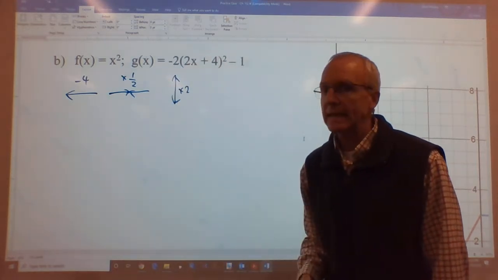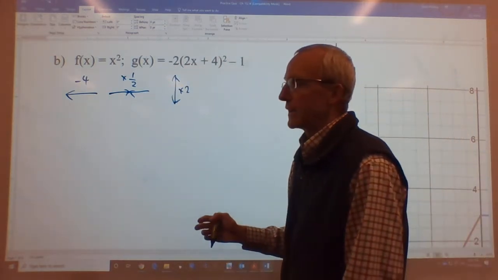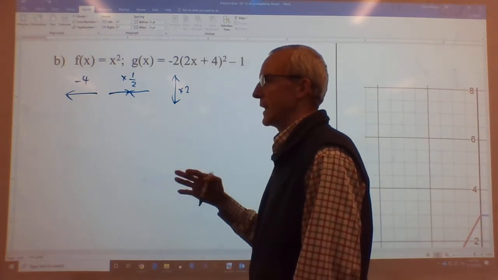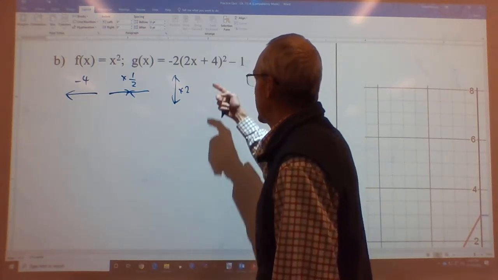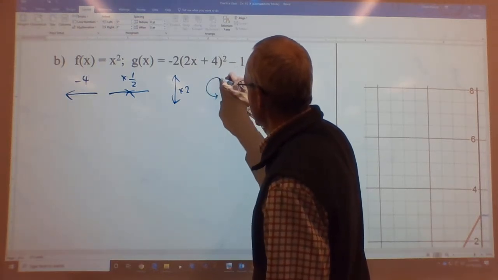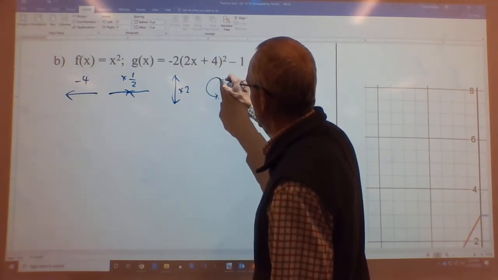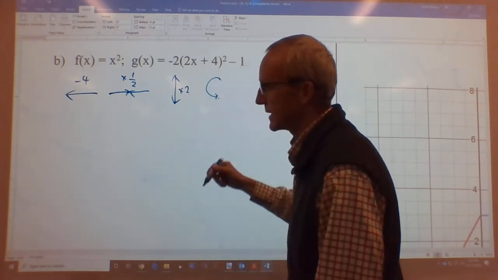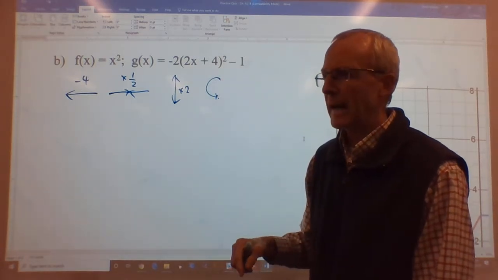Then we reflect it. We're going to reflect the y. So a positive y becomes a negative y. That means it goes about the x-axis. So I'm going to do it kind of like this. Whatever was positive becomes a negative, or above the x-axis goes to below the x-axis. Reflect it about the x-axis, right?